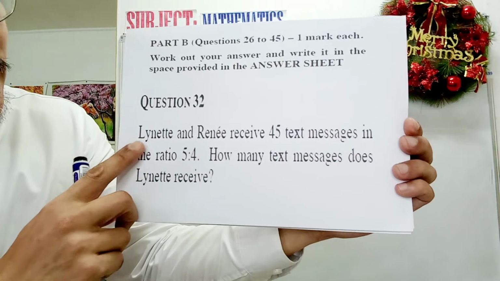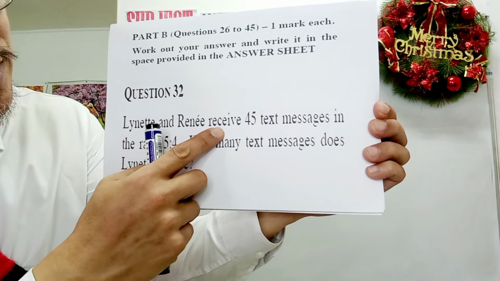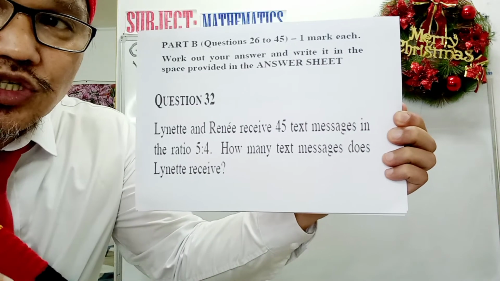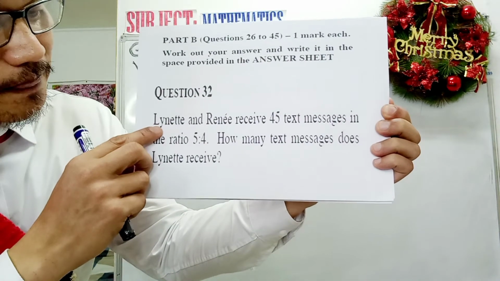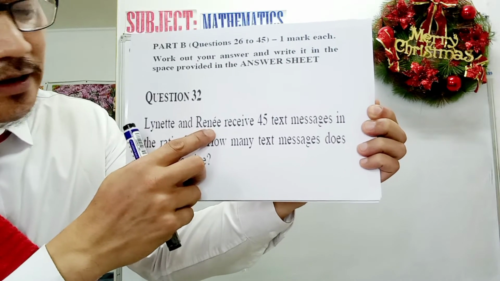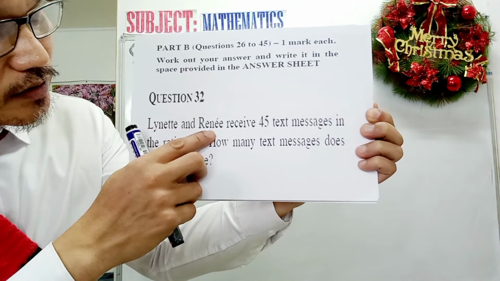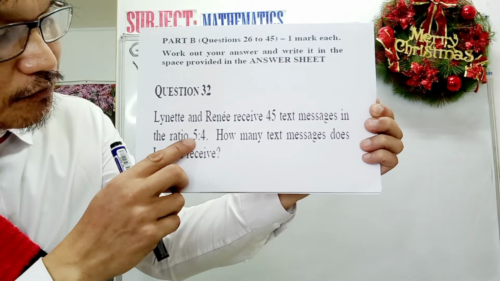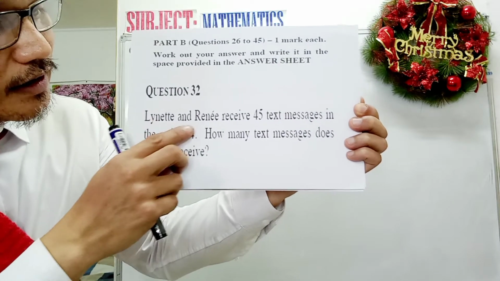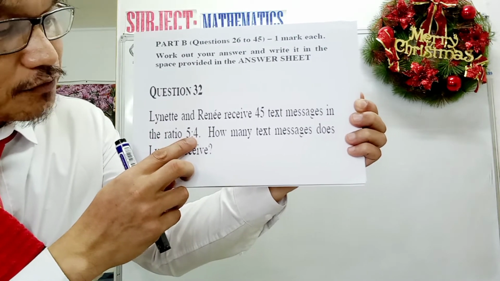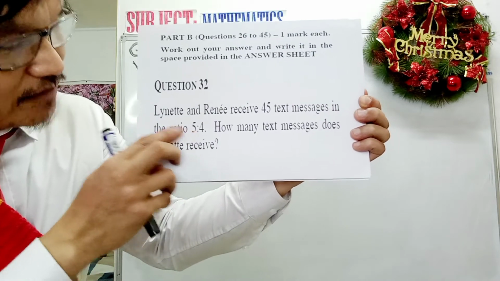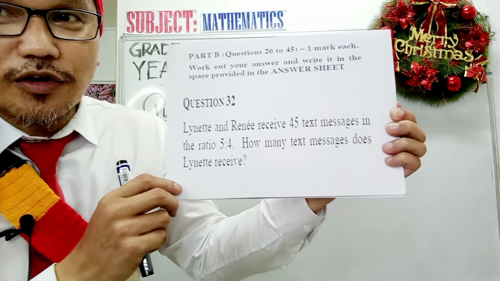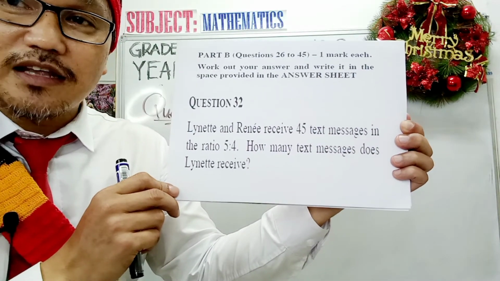Okay, let's have here. Lynette and Renee received 45 text messages in the ratio 5:4. Now, in ratio and proportion question, the first one, Lynette and Renee, when you are going to rewrite this one also in ratio, it should be according also, respectively, 5:4. 5 is for Lynette, 4 is for Renee. That is how you are going to interpret a problem in a ratio.